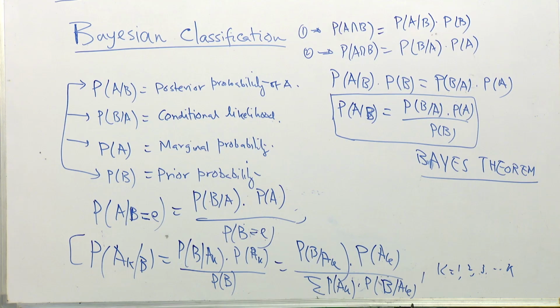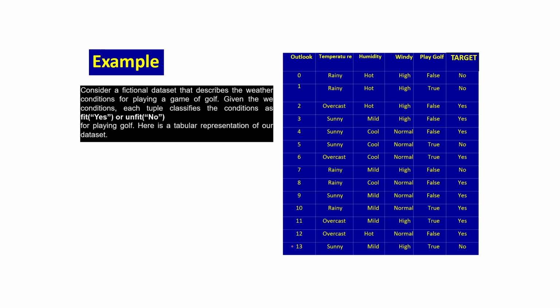Let us say this is the example. Consider a fictional data set that describes weather conditions for playing a game like golf. Given the conditions, each tuple classifies the condition as yes or no for playing golf. So, I have outlook 0, 1, 2 to 13, that means 14 days of data, and so I have temperature, humidity, wind, and then I decide to play golf or not.